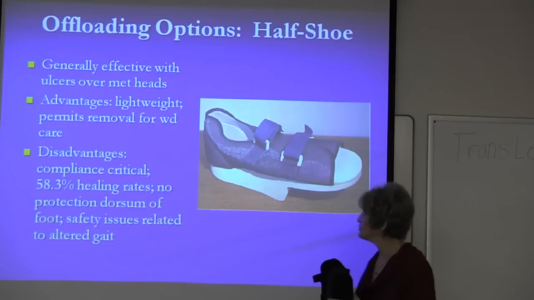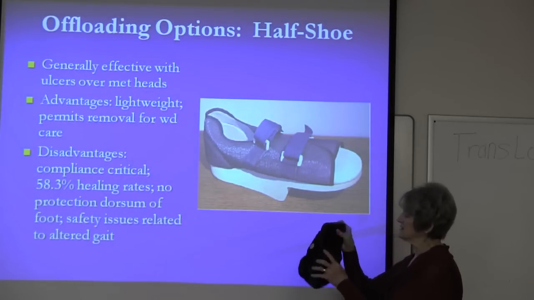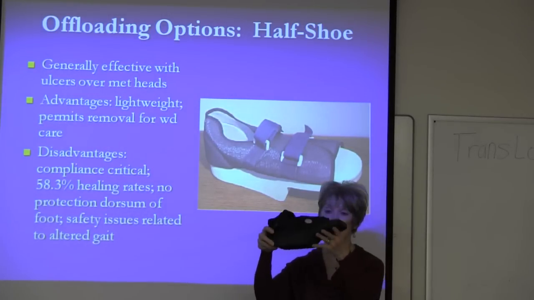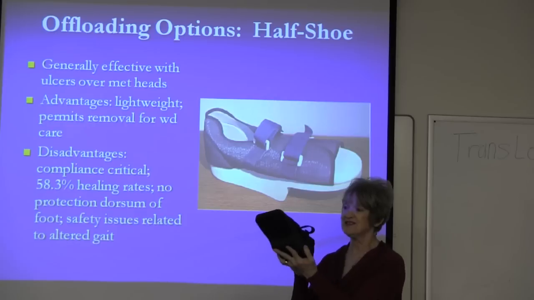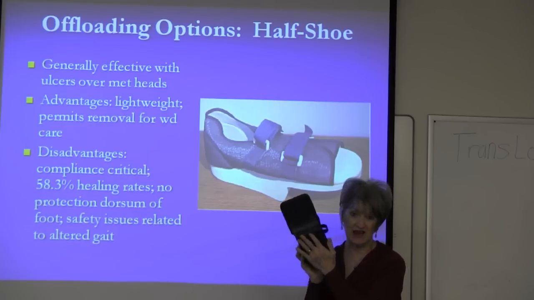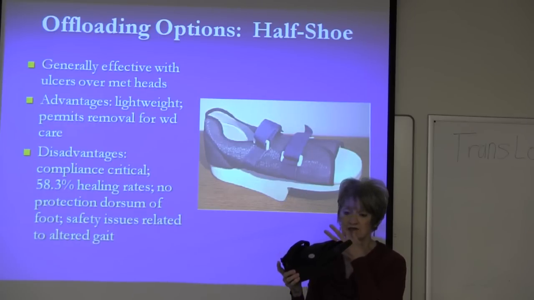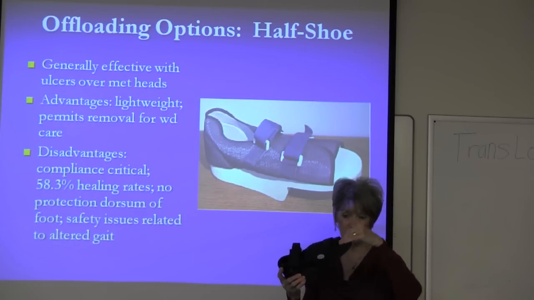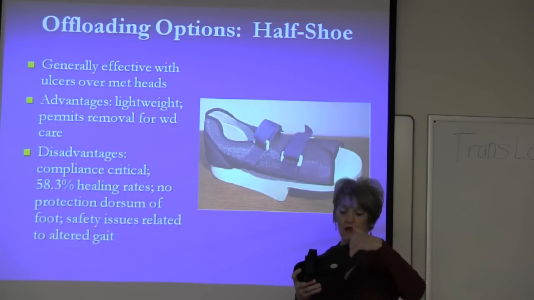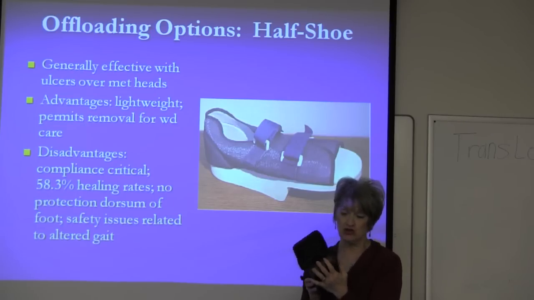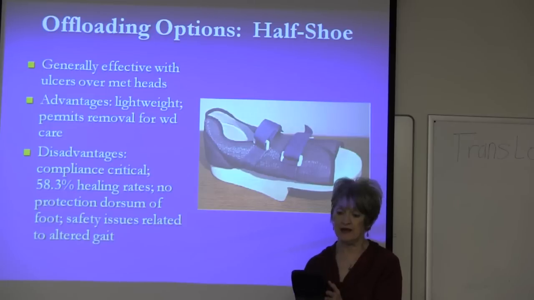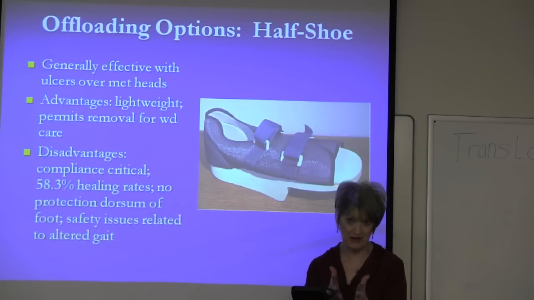And then the last option is the half shoe. It's intended for patients who have ulcers over the metatarsal head. So you can see the potential advantage, but there's a lot of disadvantages. There's no protection for the toes. The top of the shoe is open. A huge issue is that there are safety issues because it changes their gait and can increase their risk of fall. So again, you have to evaluate, is this going to work for this patient?